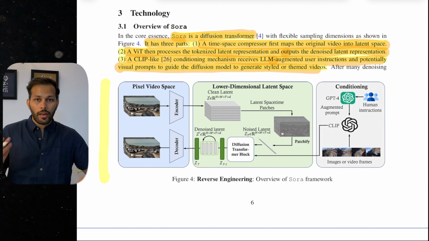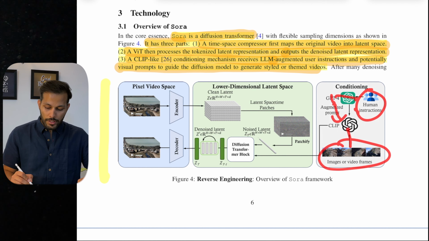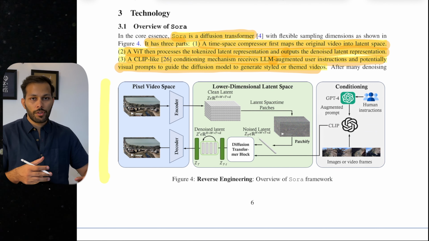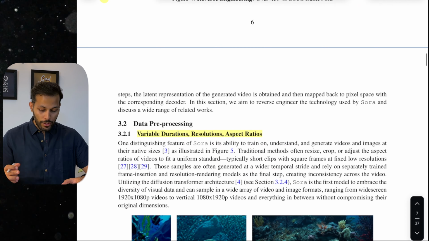For text, video and image augmentation, what they show is that humans are using GPT-4 to augment, using CLIP for images and text together, which also goes into the diffusion transformer block as a feature to augment the video according to the human instruction. So let's dive deep into each of these components.